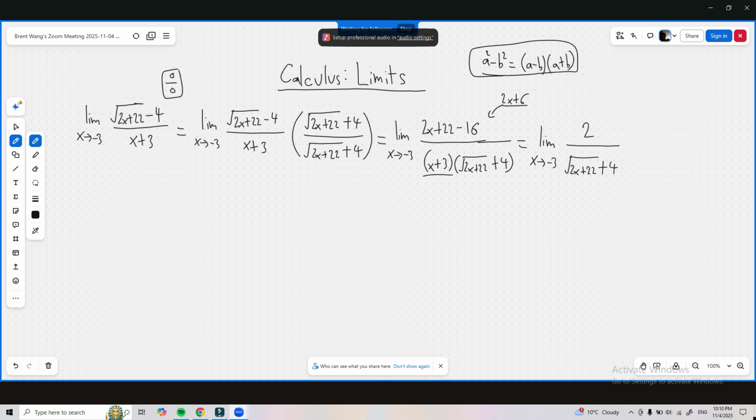This is no longer equal to 0 over 0, so we can use direct substitution here. So this is equal to 2 over root 2 times negative 3, just plug in the value for x, plus 22, plus 4, and this is equal to 2 over 4 plus 4, which is equal to 1 over 4.